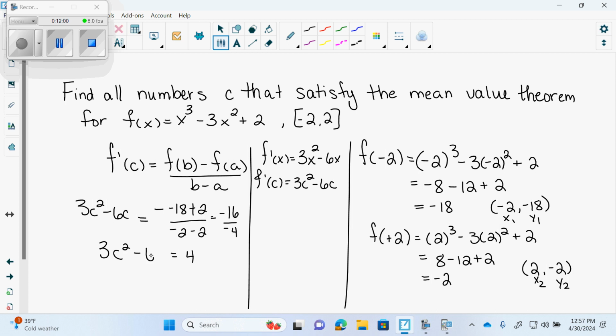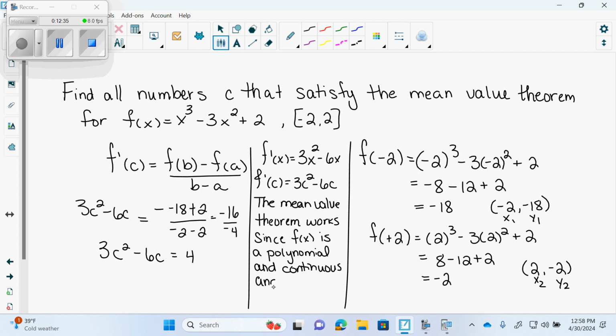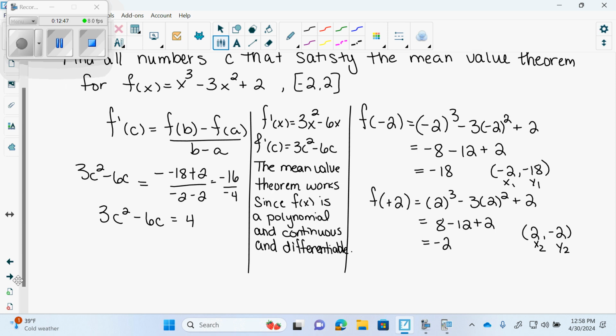Before I did any of this, what did I have to do? Yes. So the mean value theorem works since f of x is a polynomial and continuous and differentiable. So we have a squared. When we have a squared, we have to move everything to one side, set equal to 0, and then factor or use the quadratic formula. I know, so exciting. Yes?